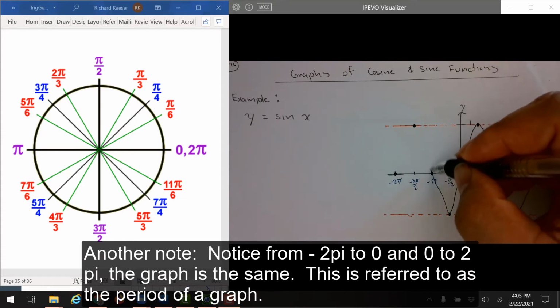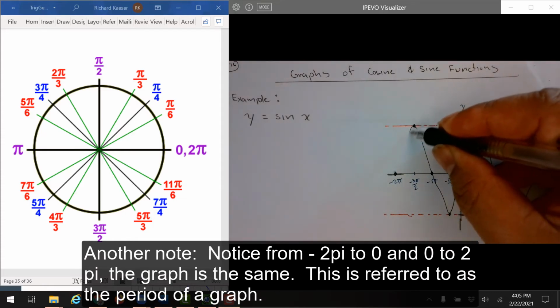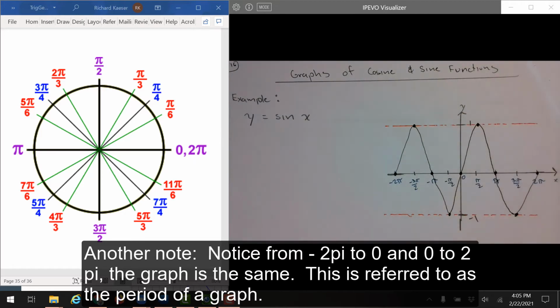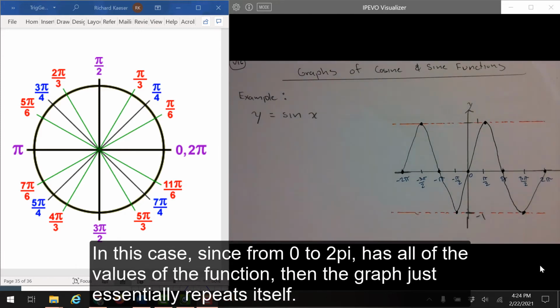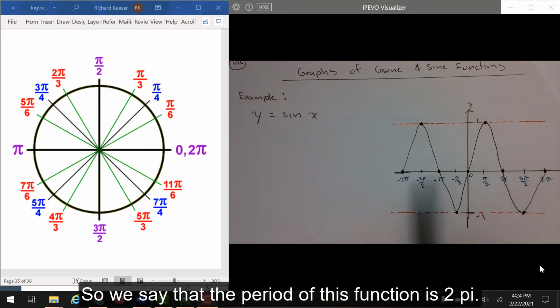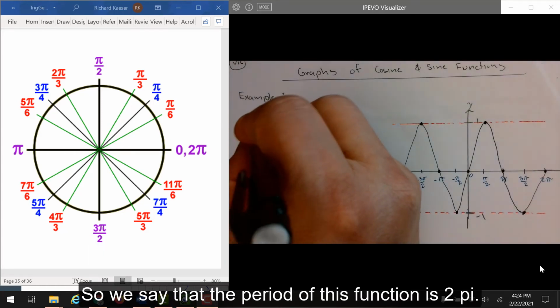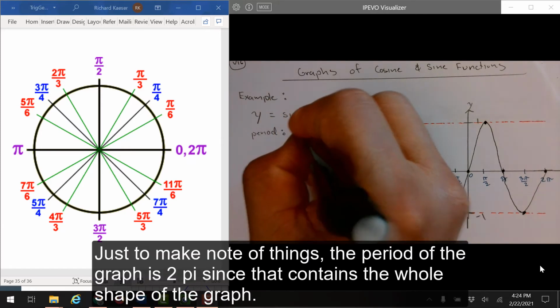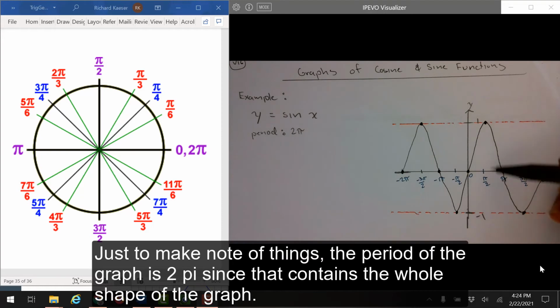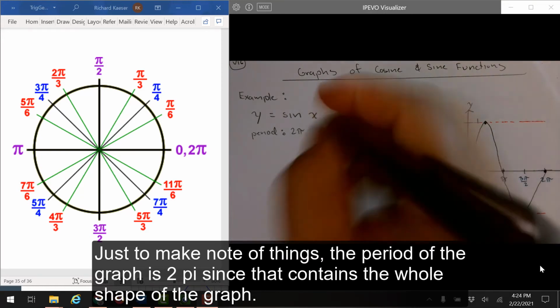Another note, notice from negative 2 pi to 0 and 0 to 2 pi, the graph is the same. This is referred to as the period of the graph. In this case, since from 0 to 2 pi has all the values of the function, then the graph just essentially repeats itself. So we say that the period of this function is 2 pi. Just to make note of things, the period of the graph is 2 pi, since that contains the whole shape of the graph.